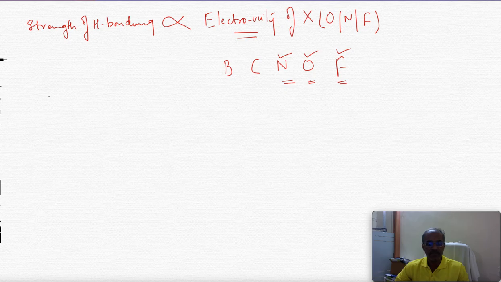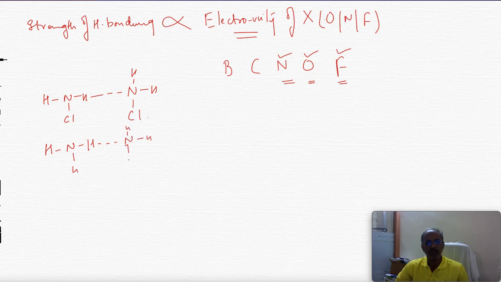I'll give you an example. Take for example... and take for example... Obviously this is a stronger hydrogen bonding, and this is a weak hydrogen bonding.